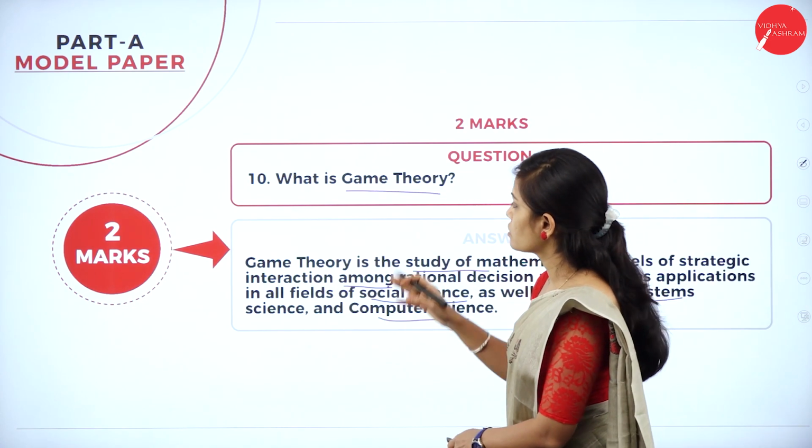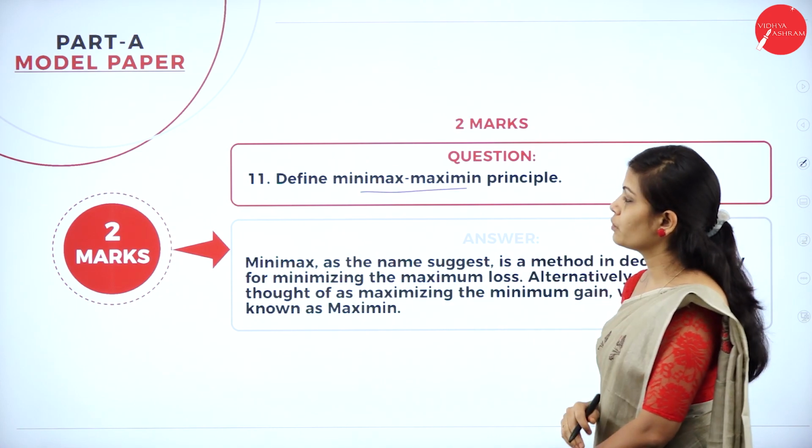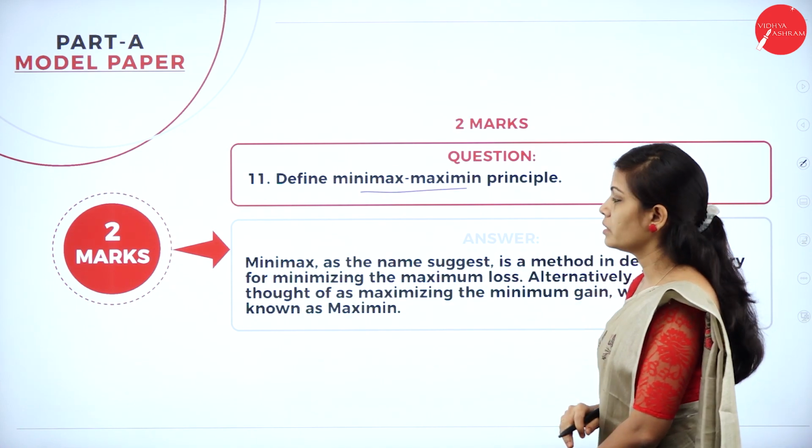So in game theory, the first question is, what is game theory? And the second question is, define minimax and maximin principle.